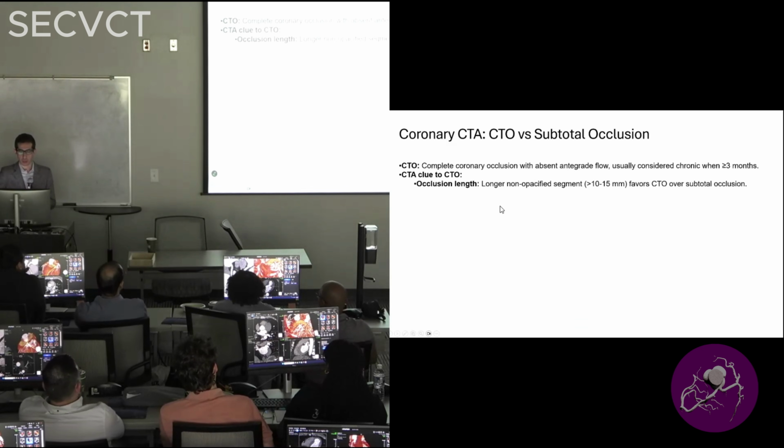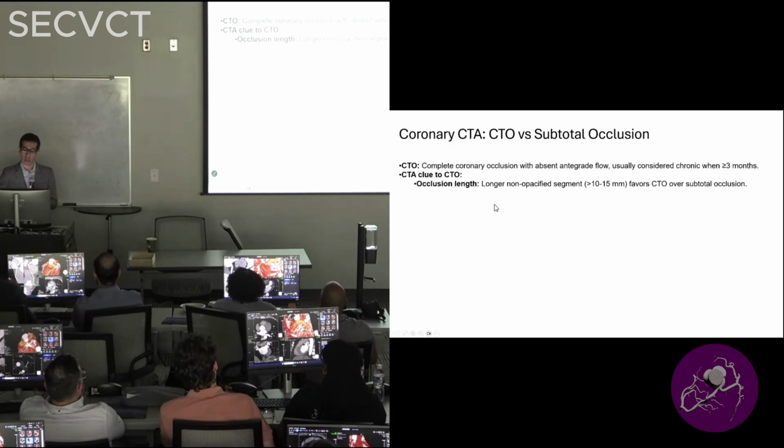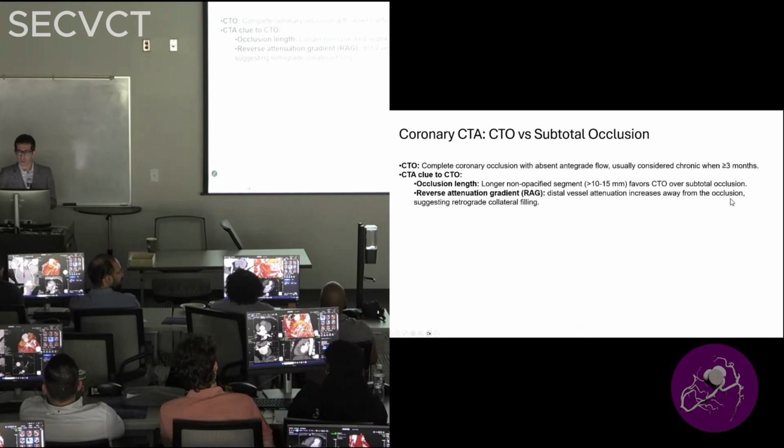One is the occlusion length. The longer the non-opacified segment, it typically favors CTO versus a severe or subtotal occlusion. This is very important. Again, it's more specific, not as sensitive. I would say maybe 60% plus or minus sensitivity, i.e., if you have a total occlusion, only 60% of the time you have the reverse attenuation gradient.